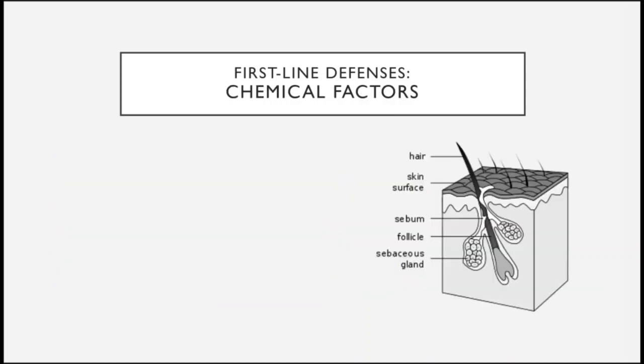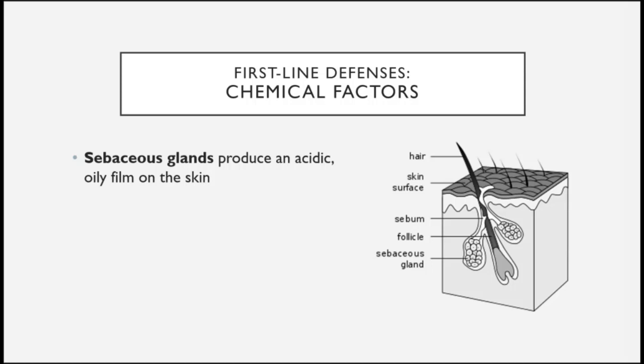Now let's discuss the chemical factors. To the right, you'll see a zoomed in image of the skin, which includes sebaceous gland and sebum. Sebaceous glands are very important in the first line of defense, in that they produce an oily and acidic substance called sebum. As we've learned in the past, acidity is one way to control microbial growth. And the oily film also helps in that it creates a layer of protection on the skin.